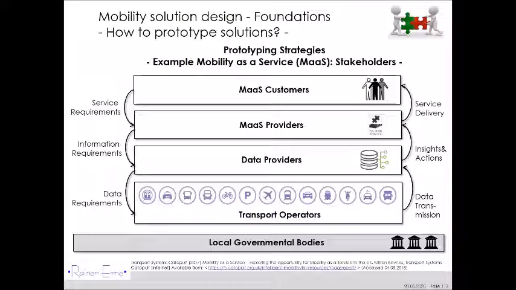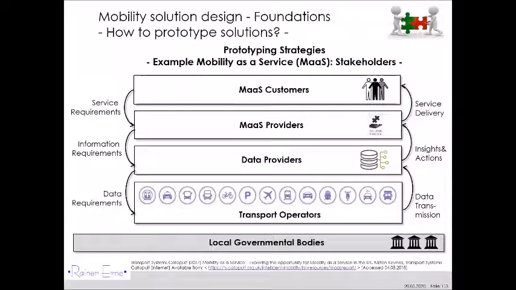And the data providers are the layer between the MaaS providers and the transport operators, because the transport operators have the data and they should be provided, analyzed, aggregated by the data providers so that they are useful then for the MaaS customers. And the basis of the system are local governmental bodies, because they can fuel the MaaS solutions by certain policies, tax policies, car banning policies, whatever.